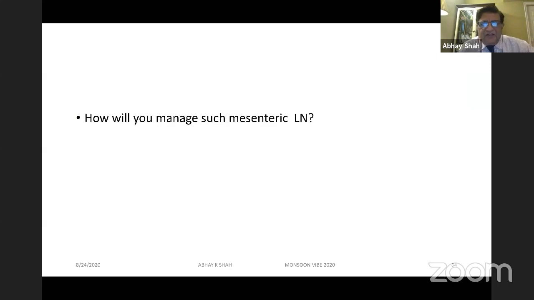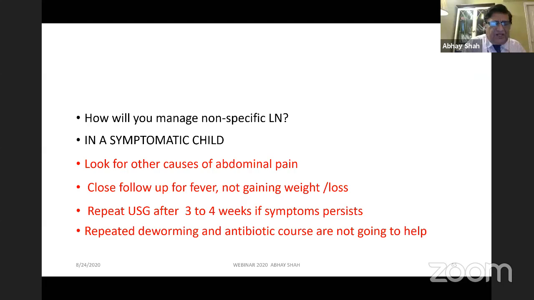And how will you manage this mesenteric lymph node, Dr. Yagnesh? We do not require any antibiotic. Only hydration and symptomatic management is all that is required in this case. Usually, it is a self-limiting condition. The child will be okay within a couple of days. So no major investigation or no major treatment is required. If the child is symptomatic, look for other causes of the abdominal pain. Close follow-up for fever, not gaining weight, and anemia is very important. If the symptoms persist, not the lymph node, USG may be repeated.